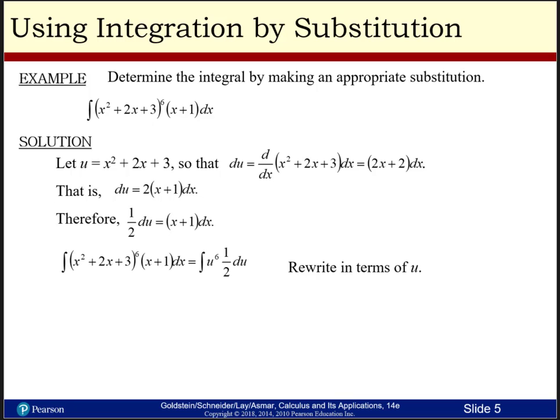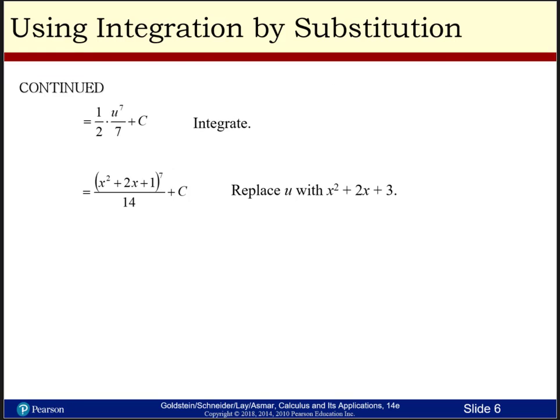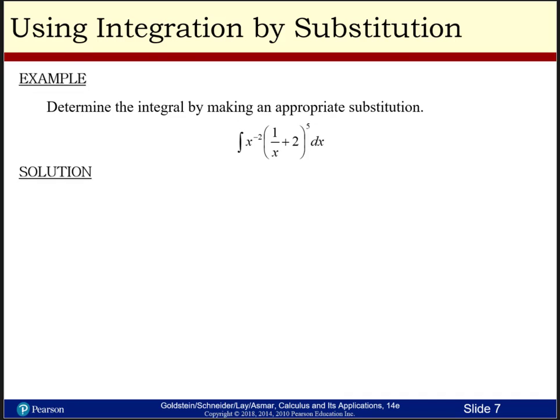So look at what this then becomes. There's my u, x squared plus 2x plus 3. So it becomes u to the 6. Then this x plus 1 dx just becomes 1/2 du. That's easy to integrate. I just bring that 1/2 out front, make that 1/2 u to the 7th over 7, and then I just replace it back with that x squared plus 2x plus 3, to the 7th over 14, plus c. And that's it.